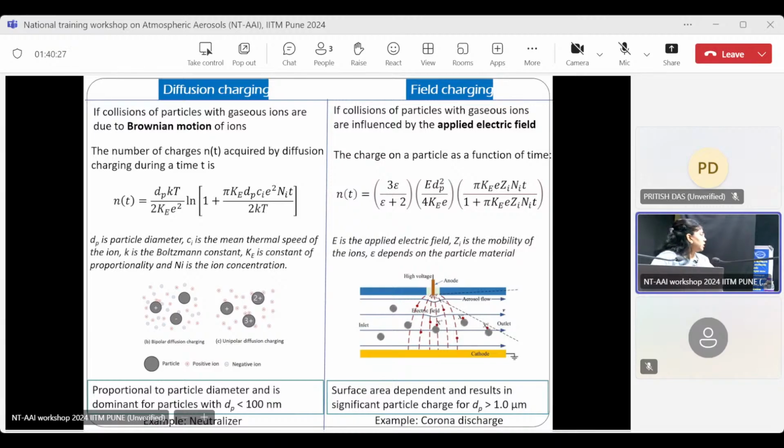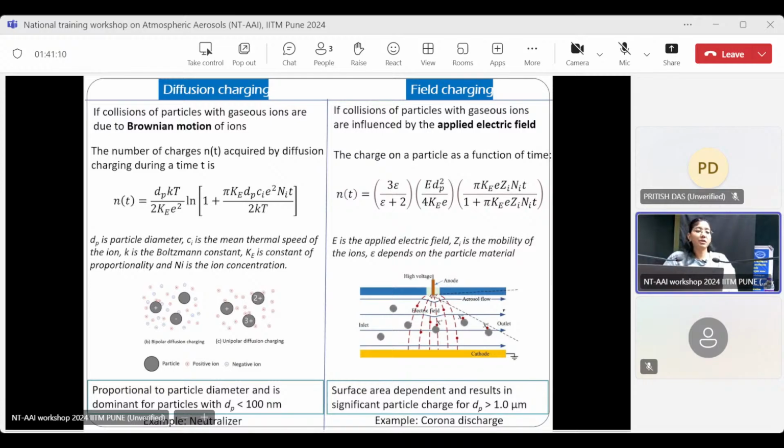Also, diffusion charging is dominant for small size particles, which is obvious because it depends on Brownian motion. The smaller the particle size, the more the Brownian motion and the chances of collision. So for particles less than 100 nanometers, diffusion charging is very dominant, and field charging is very significant after 1 micron. A few examples which we can think of in our lab: the neutralizer, which we use to neutralize particles, is an example of diffusion charging. Then we have the corona charger, which is an example of field charging.